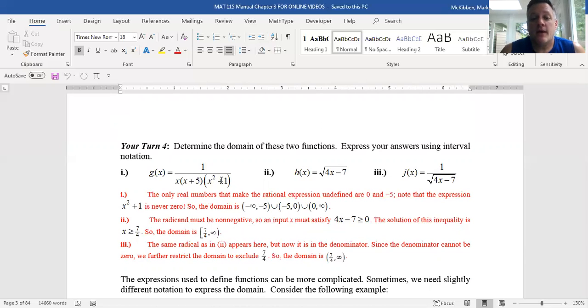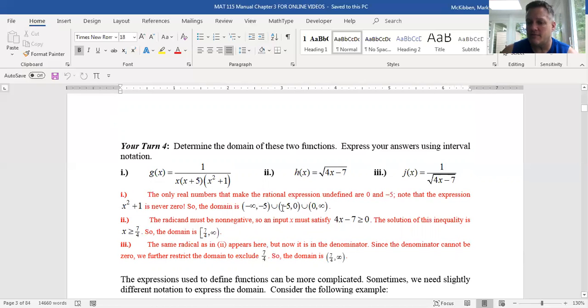And if any of those is 0, then we're dividing by 0. That's no good. So if x is 0, then we have to throw 0 out. The number that makes x plus 5 0 is -5. So we'll need to throw that out from the domain. And here, x squared plus 1 is always positive. In fact, it's always bigger than or equal to 1, no matter what real number x you put in there. And so it's never 0. That's not going to give you any point to remove from the domain. And so the only values we're throwing out are 0 and -5.